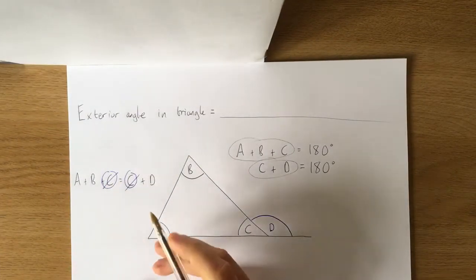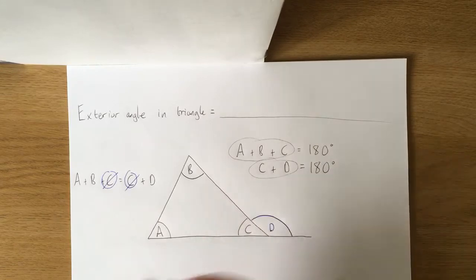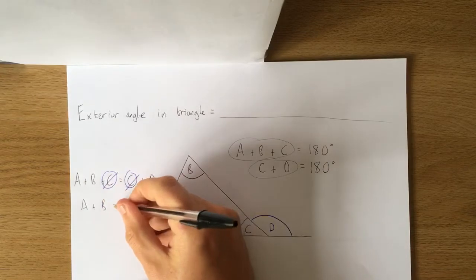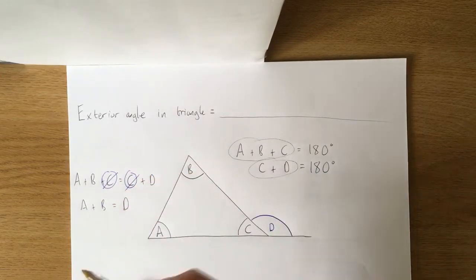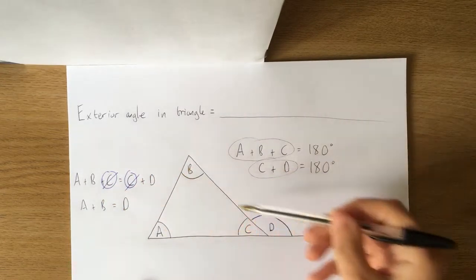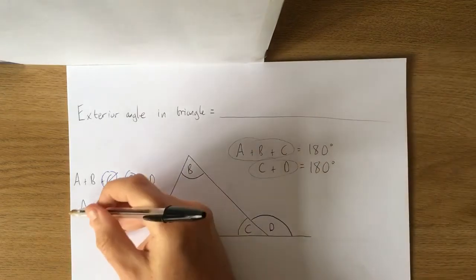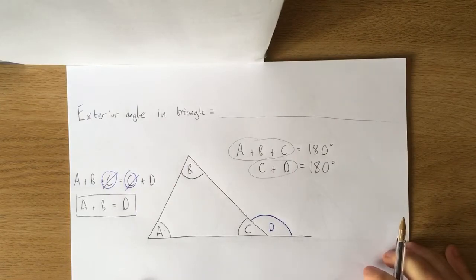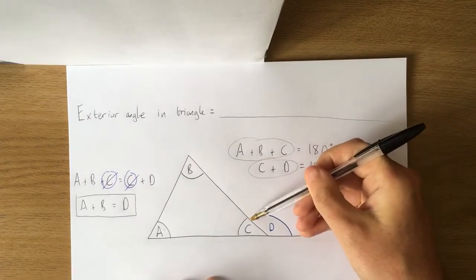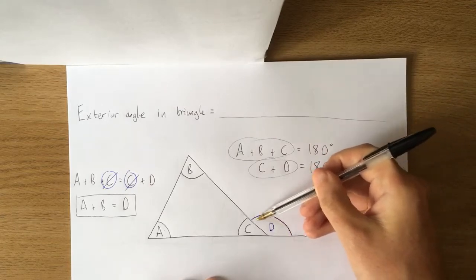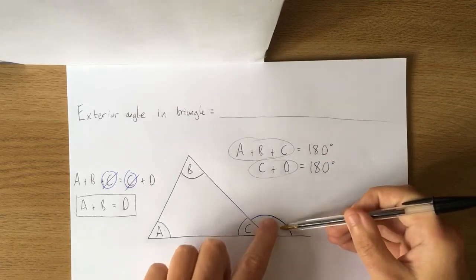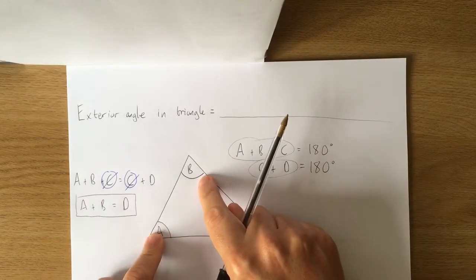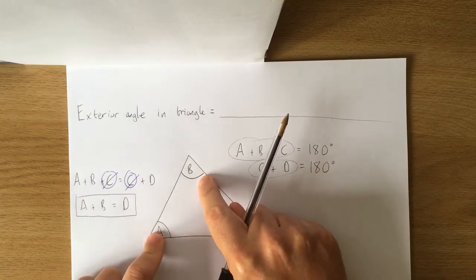So if I take the C away from both sides, because it's common to both sides, I'm left with A plus B is equal to D. So this plus this is equal to this. And this is what I need to know about exterior angles. Okay, so the exterior angle in a triangle is equal to what's called the two opposite interior angles added together.